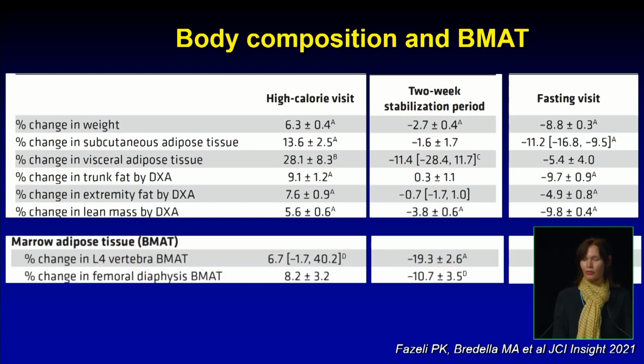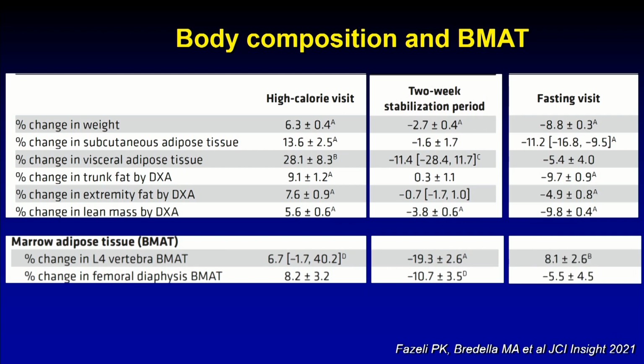Now let's take a look at what happened to marrow fat. Interestingly, marrow fat went up during the high caloric diet. It's not surprising: you eat a lot of fat, so why not in the marrow? It went down significantly during the stabilization period, and then it went up again in the spine during the fasting. In the femur, it was different. It went up during the high caloric diet, then it went down again, and then it went down a little bit during the fasting. But in the spine, it was really significantly up in both instances.